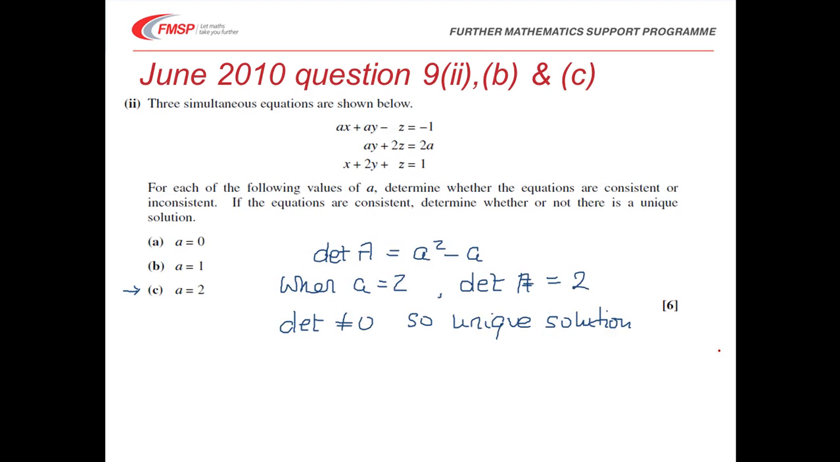And then in part C, you got a B mark, they call it, just for writing down the fact that the determinant was not 0, and therefore there was a unique solution. So 6 marks in total for that part. And then remember, there were 3 marks for part 1, so 9 marks in total for the question.